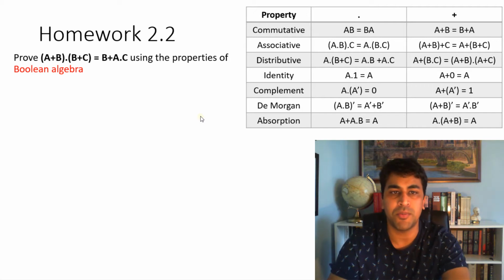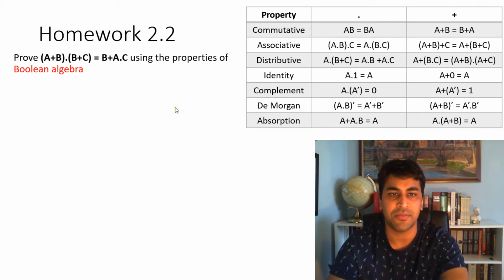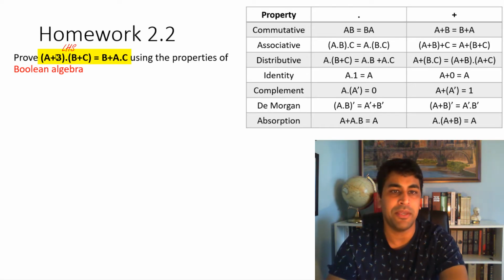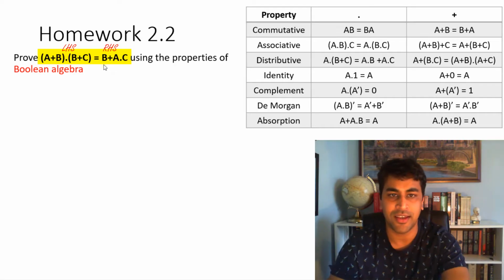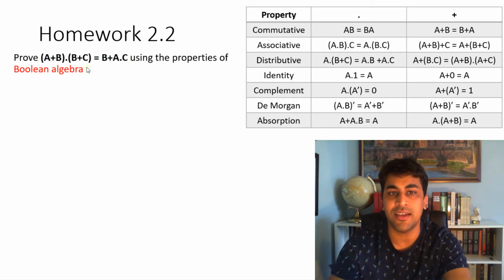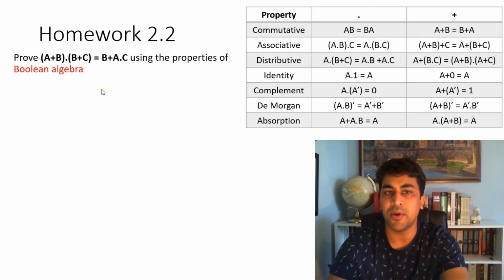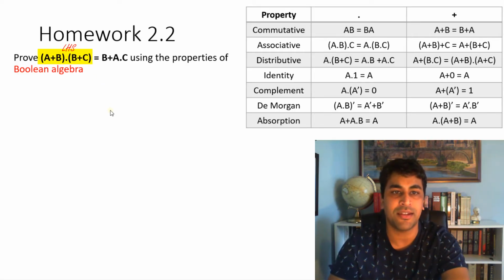In homework problem 2.2, I asked you to prove this expression. That is, I asked you to prove that the left-hand side, A or B and B or C, is equal to the right-hand side, B or AC. You could do this starting from any side you wish. Let's do it from both sides. Let's start from the left-hand side.